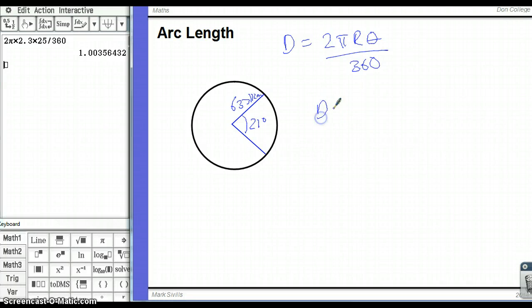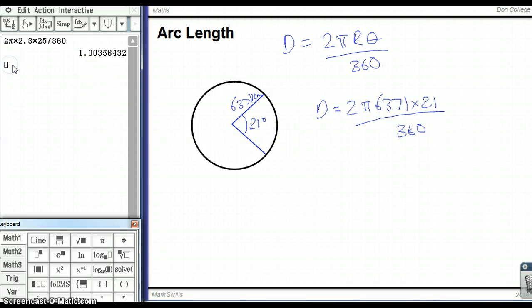Okay, so this is just a matter of substituting in the values. It's 2 pi 6371 times 21 all out of 360. If we do that over here, we get 2 times pi times 6371 times 21 divided by 360, and I get 2335.09 kilometers.